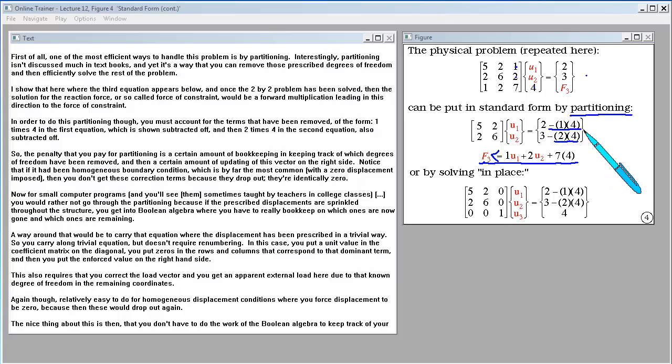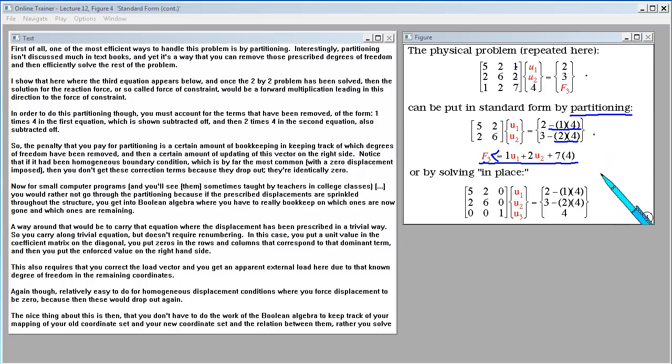So the penalty that you pay for partitioning is a certain amount of bookkeeping in keeping track of which degrees of freedom have been removed, and then a certain amount of updating of this vector on the right side. Notice that if it had been a homogeneous boundary condition, which is by far the most common, with a zero displacement imposed, then you don't get these correction terms because they drop out. They're identically zero.